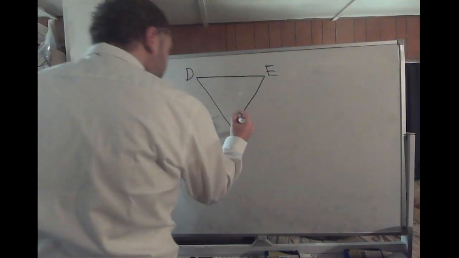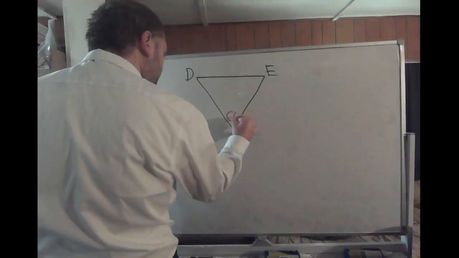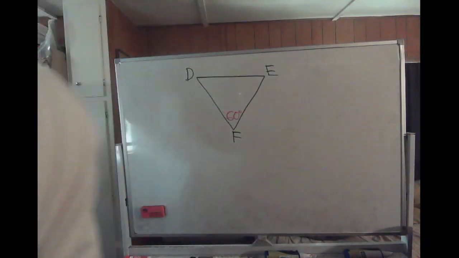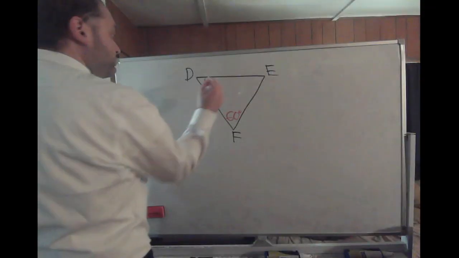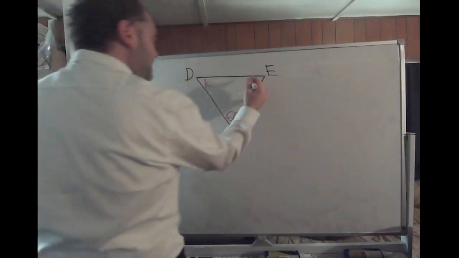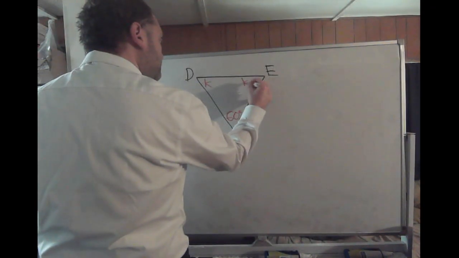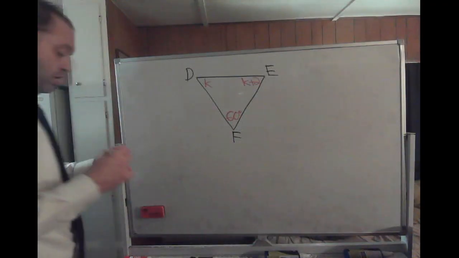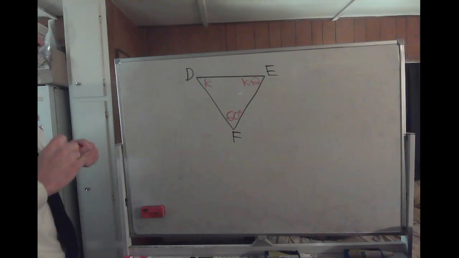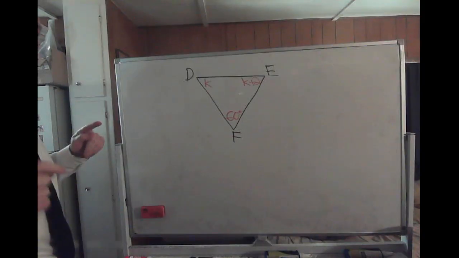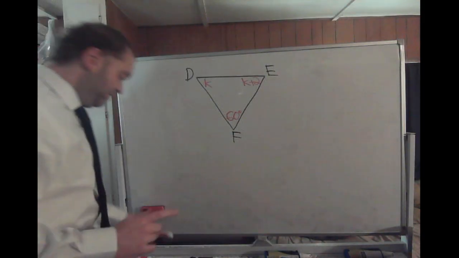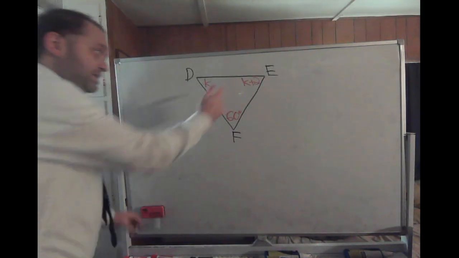Well, angle F has a measure of 60 degrees. Now, this is where it gets interesting. Angle D has a measure of K. Angle E is K plus 2. So it's going to be hard to determine which side's the longest if we don't know what K is, right?